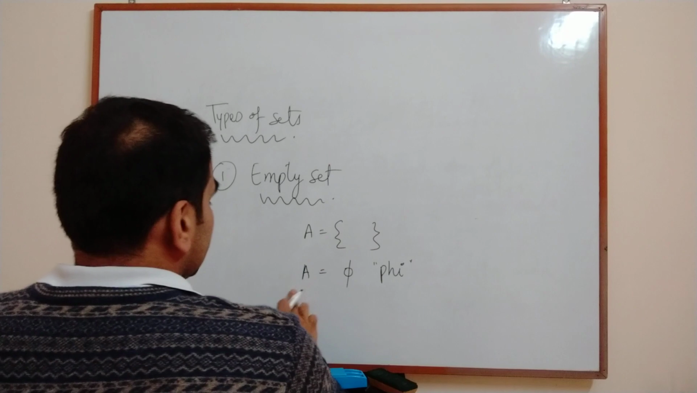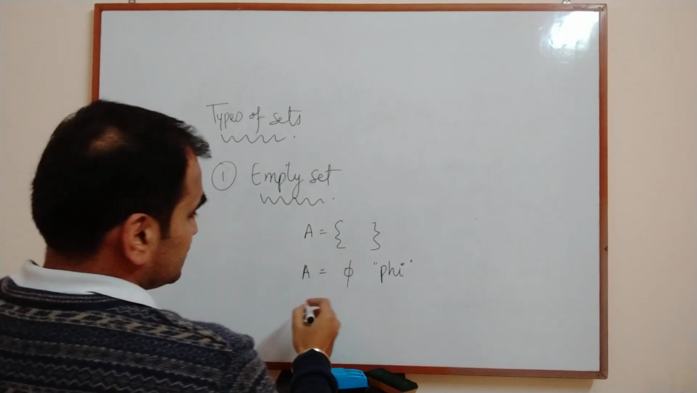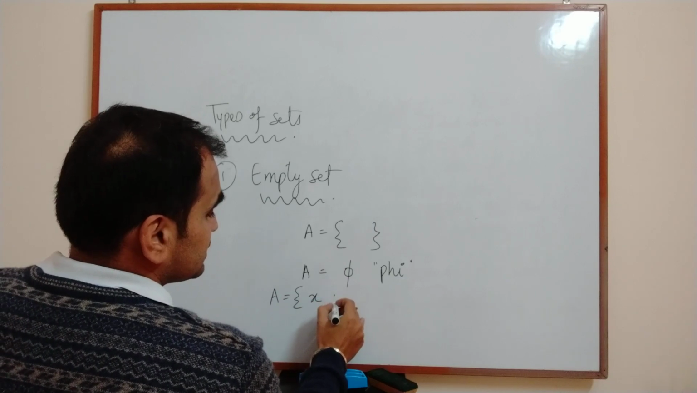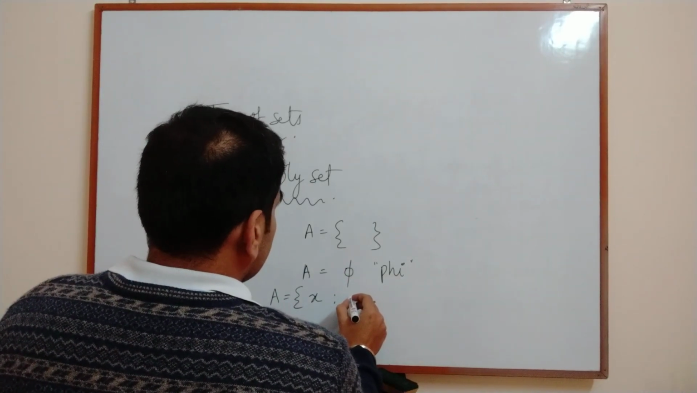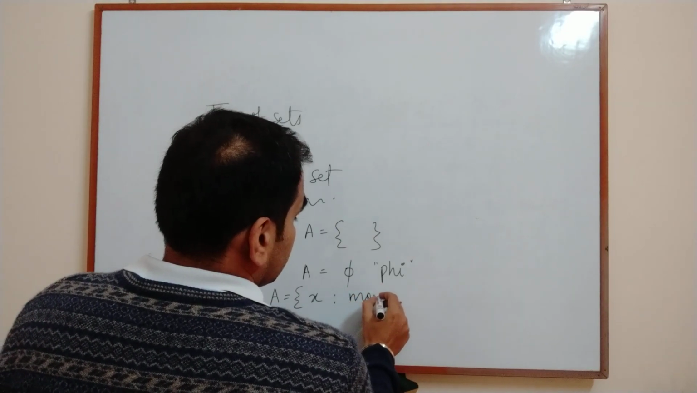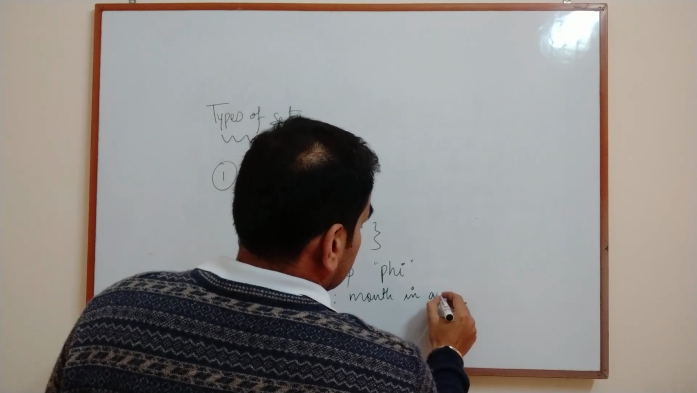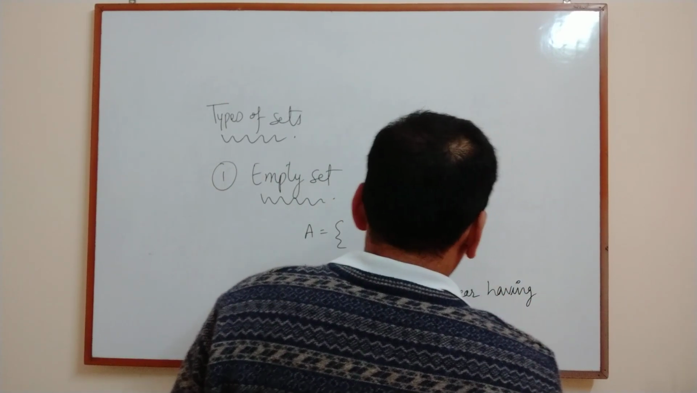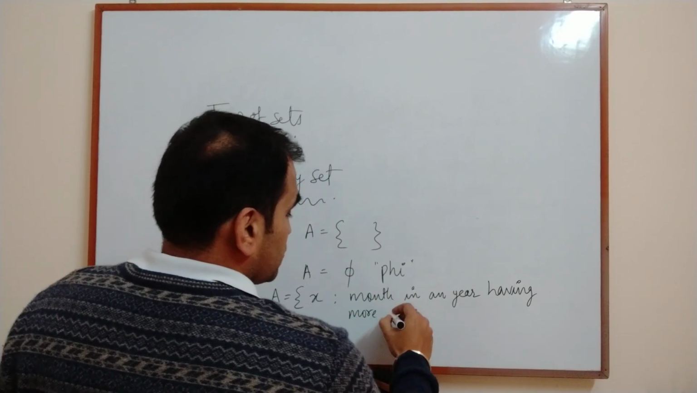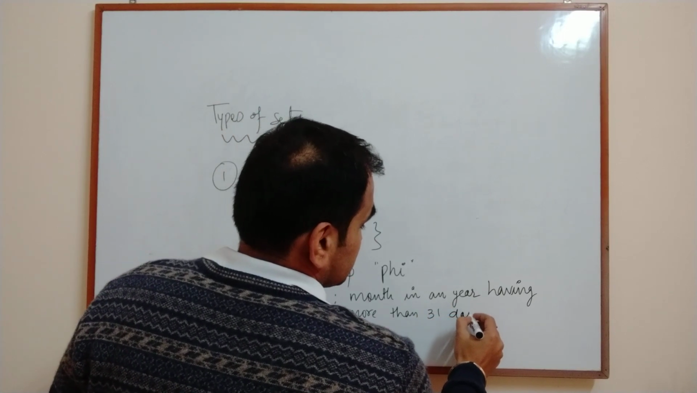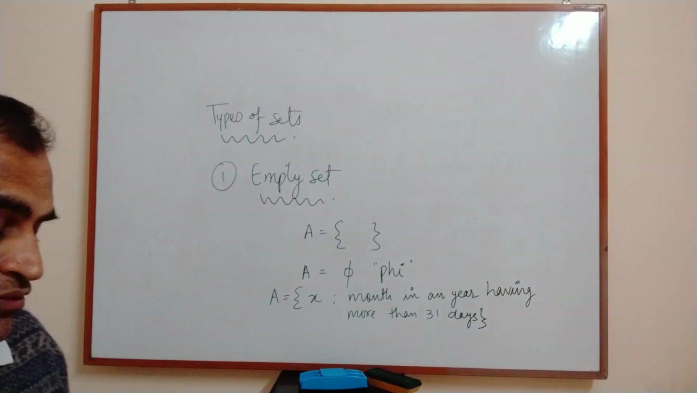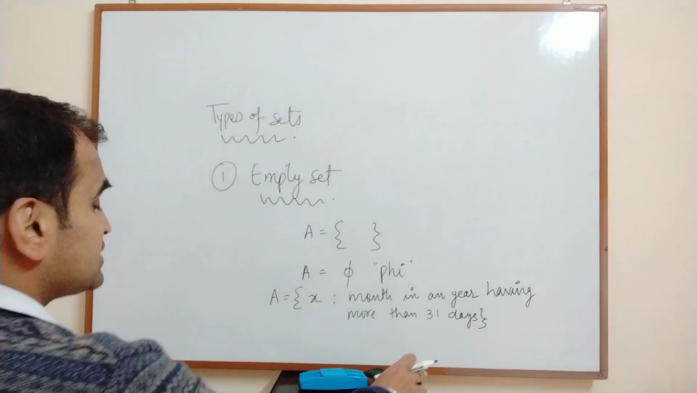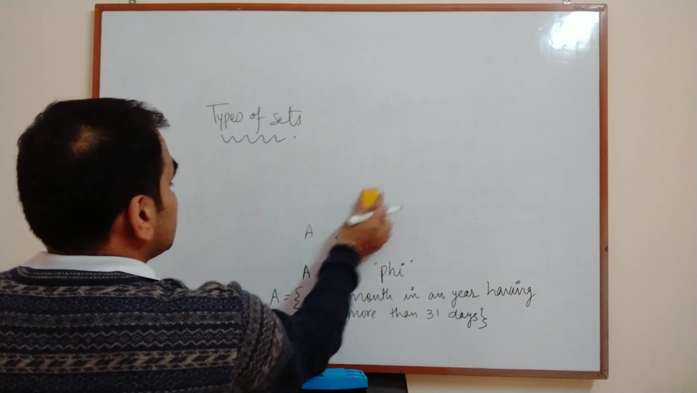For example, take a set A represented by x such that x is a month in a year having more than 31 days. This represents an empty set, because there is no month in a year which has 31 days or more than 31 days. After the empty set, we have finite sets and infinite sets.